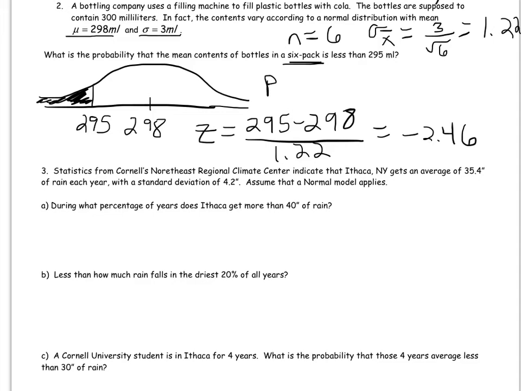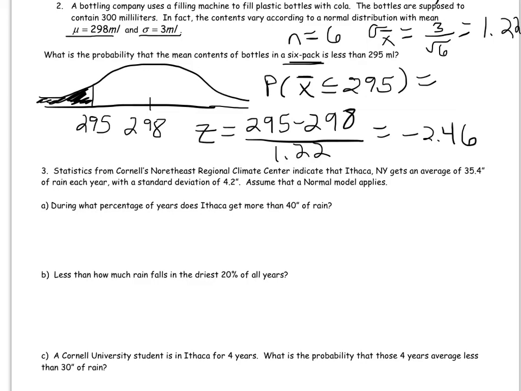So what am I looking for? I'm looking for the probability that x bar, that I have a sample mean with a sample size of 6, is less than or equal to 295. And I've already found the z-score there, so to do that I will do normal CDF of negative infinity, so negative and a bunch of 9s, comma, negative 2.46.